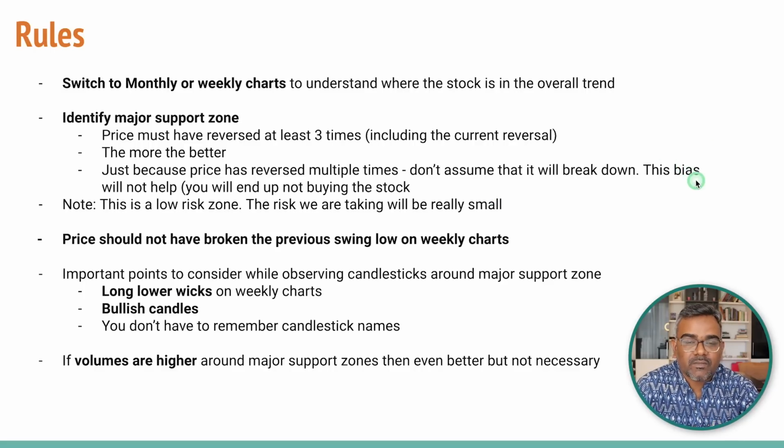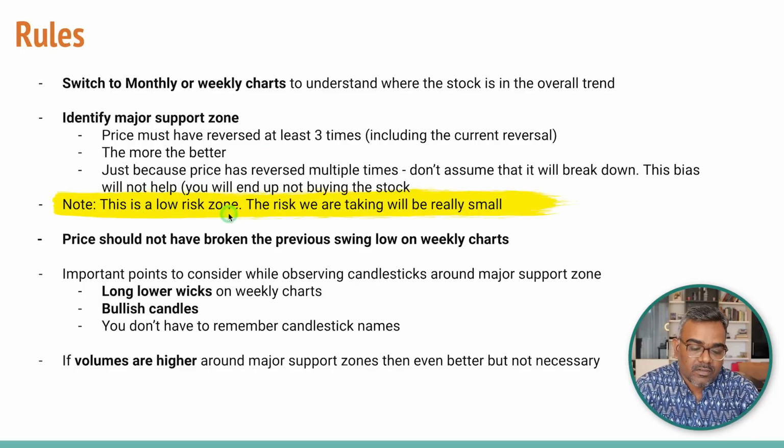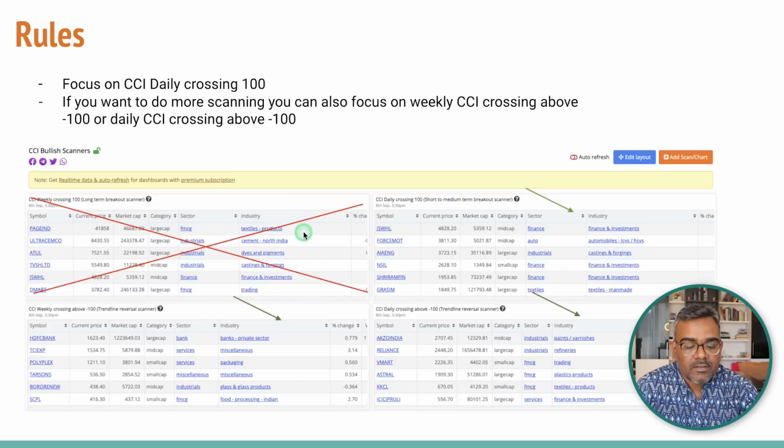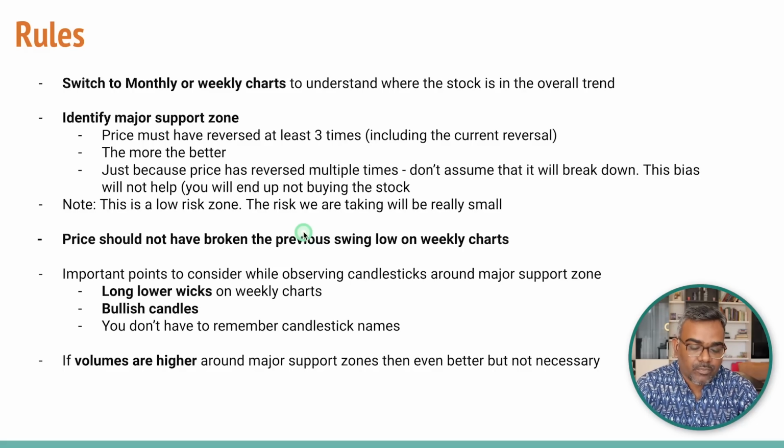If you have this bias that it will break the support and go down, then you have to keep that aside and look at the chart with no bias. Next rule is this is a low risk zone, right? So this zone that we're looking at is a very low risk zone. The probability of the stock going below is lower and the probability of the stock reversing and heading higher is much higher. So we want to focus on this low risk major support zone.